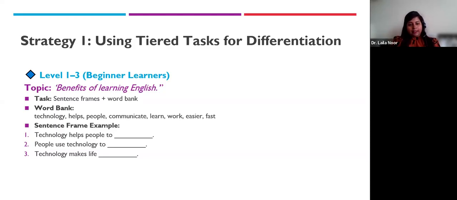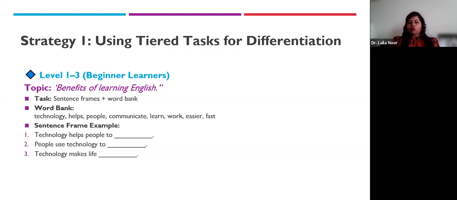For beginner learners, we can provide them some tasks. For example, we can provide a sentence frame showing how to make a sentence, and also provide a word bank to express their ideas based on their proficiency level. Here the teacher could provide a word bank to express their idea of the benefit of learning English, and these word banks are mainly very easy vocabulary like technology, help, people, communication, and how to express themselves. The teacher can also provide a sentence frame, for example, technology helps people to communicate. So they already have a word bank, and they already have a sentence frame.